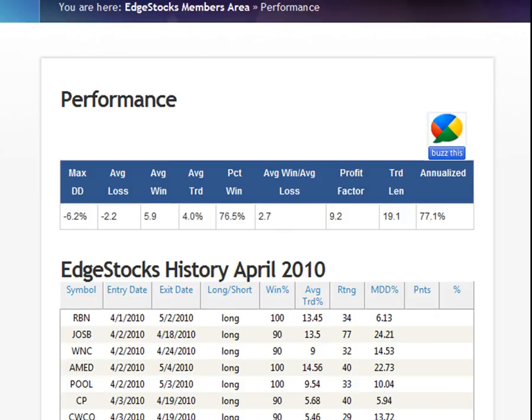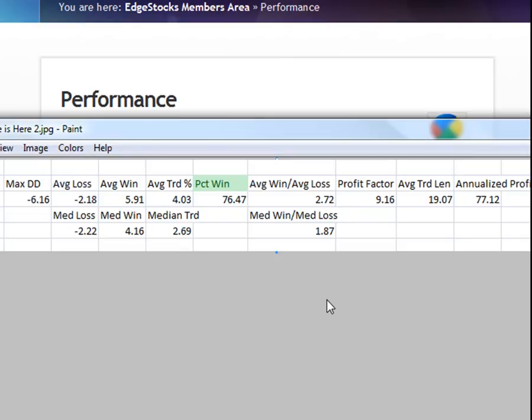Now, we have recently put up these stats right here, and I actually run my own spreadsheet on these and had updated these to make them current today after returning from vacation. And what I'd like to talk about is how the Edge Stocks approach is used as a money management technique and how you can use it in your personal trading.